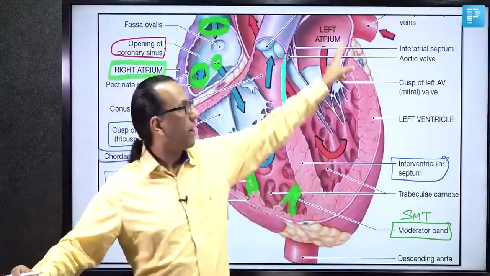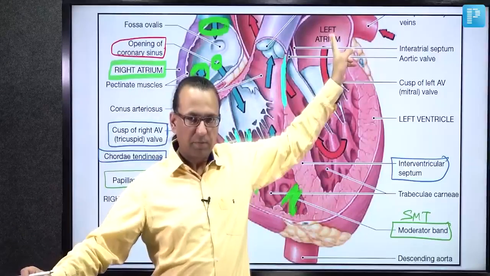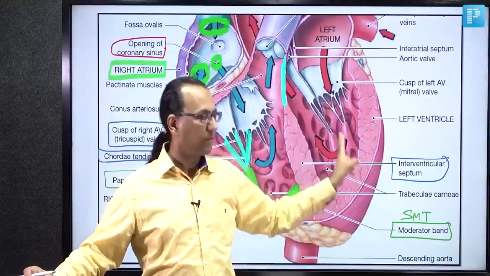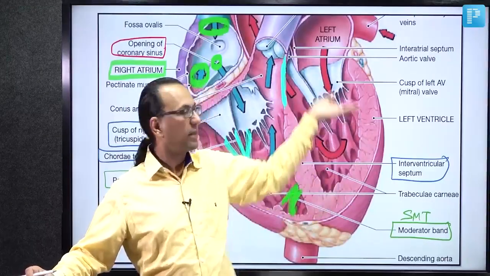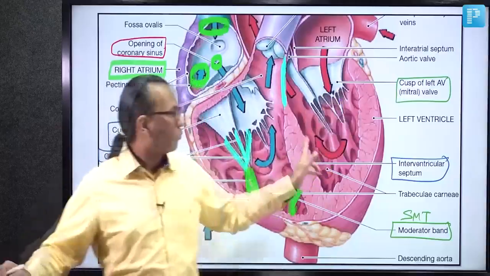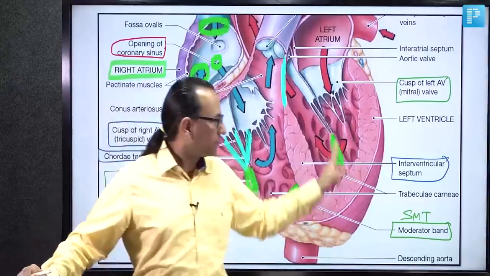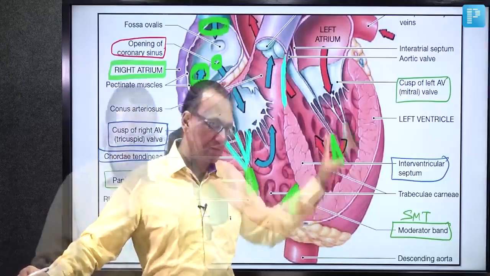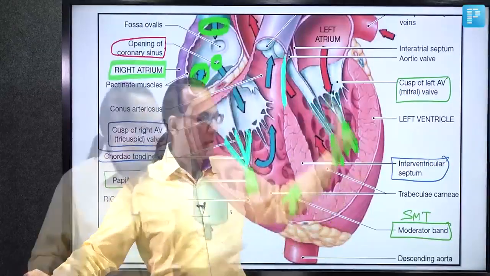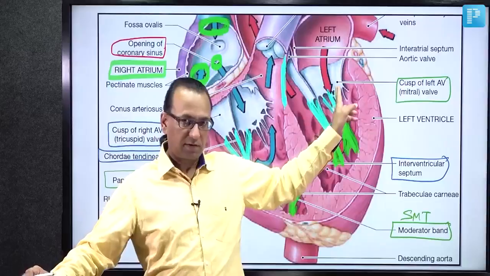You can see the left atrium also receiving the oxygenated blood from the lung by the pulmonary veins and pushing into the left ventricle. Backflow is prevented by the mitral valve, and the mitral valve has two cusps, anterior and posterior, having two papillary muscles also. The anterior papillary muscle in the left ventricle and the posterior papillary muscle as well, sending some chordae tendineae to hold on to the cusp of the mitral valve.